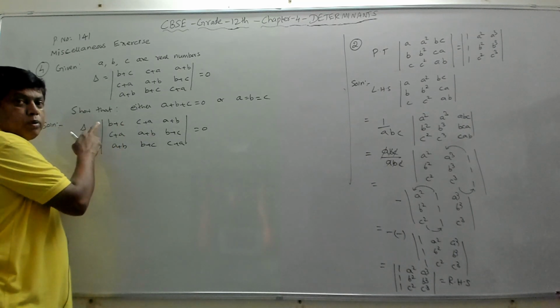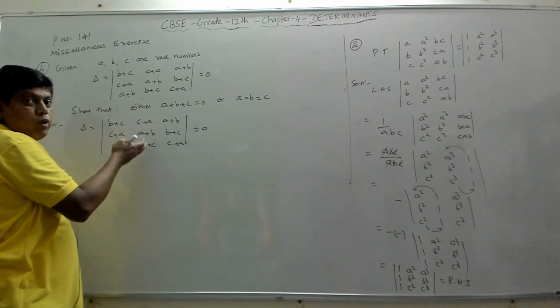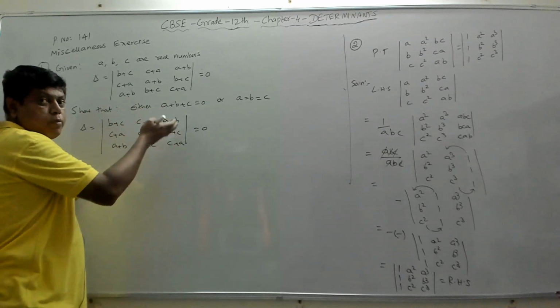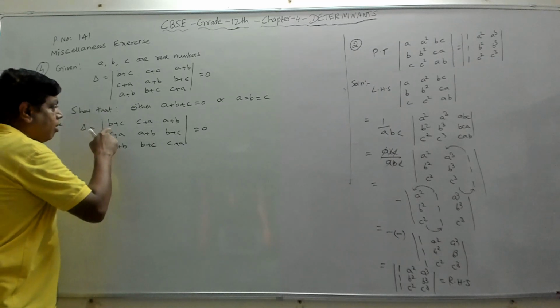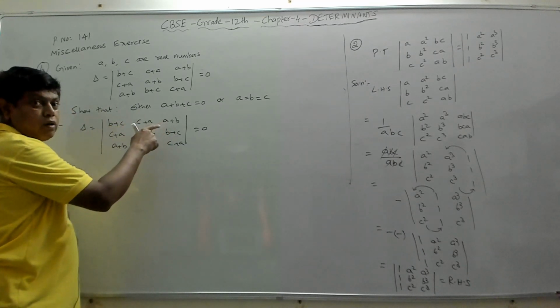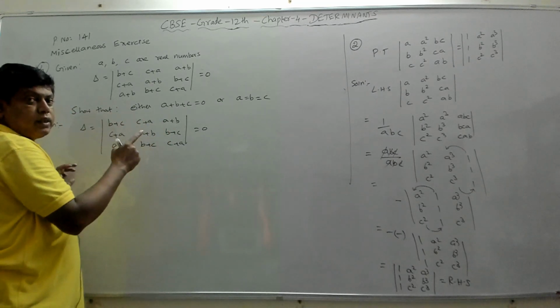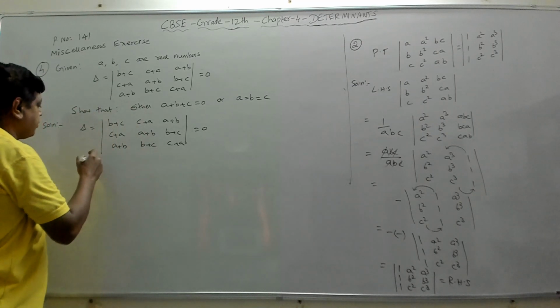We'll get 2a plus 2b plus 2c. Here also, if you add all, we'll get 2a plus 2b plus 2c. Here also we'll get 2a plus 2b plus 2c. So all the elements in row 1 will become 2 times a plus b plus c. So that can be taken out of the determinant, right?